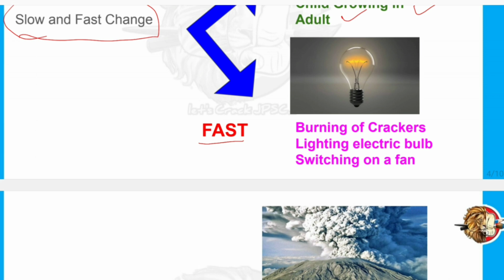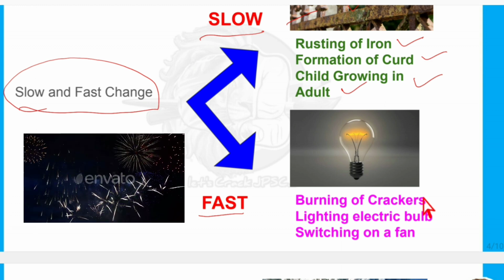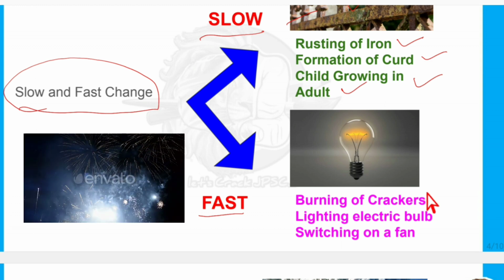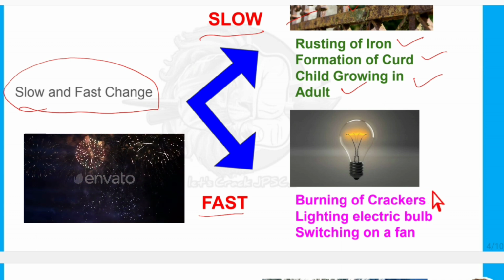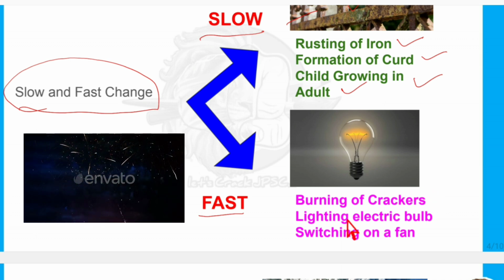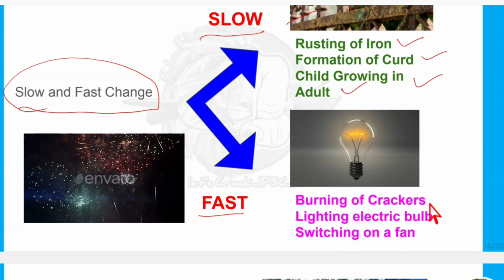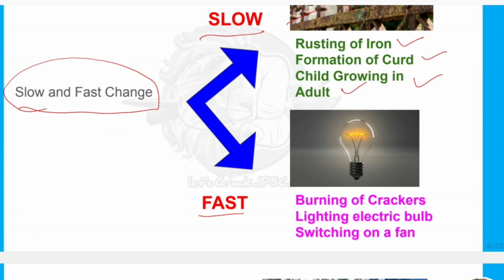After that, the fast changes. The burning of crackers, you know that the crackers you burn in certain festivals like Diwali and 26 December. These are examples of fast changes. Lighting a bulb, switching on a fan, these are also types of fast changes.